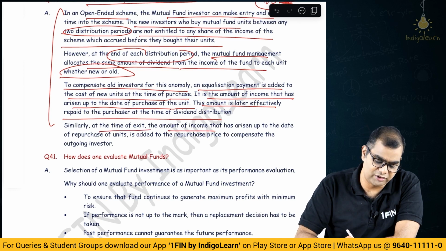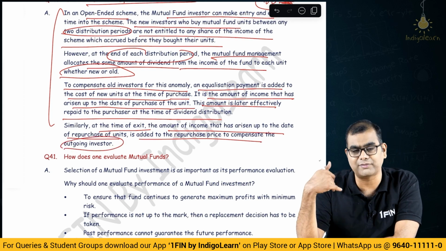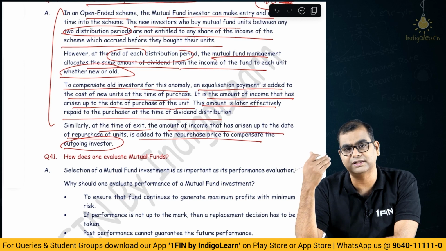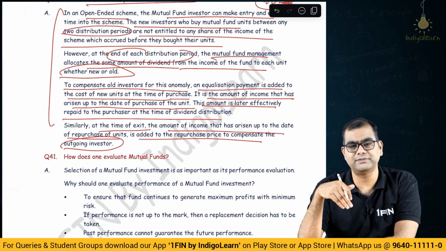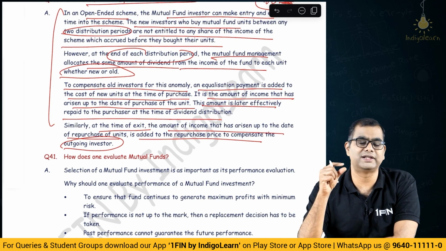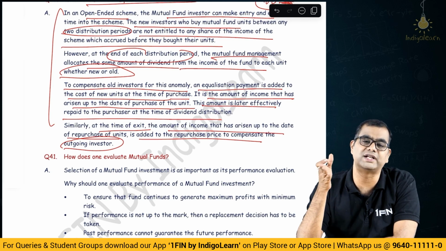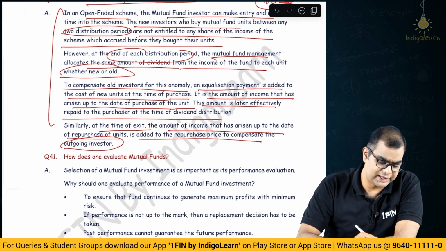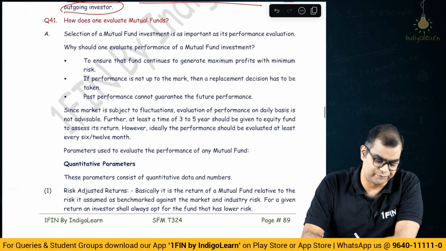Similarly, at the time of exit, the amount of income that has arisen up to the date of the repurchase of the units is added to the repurchase price to compensate the outgoing investor. So, this is someone coming in. Let us say someone is redeeming in between. If somebody redeems in between, the income that has accrued till that date is also paid to that investor who is leaving in between. Alright. So, we will understand this when we solve a problem.